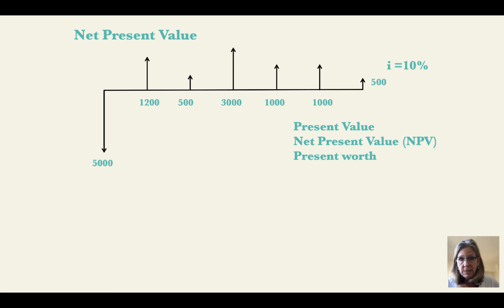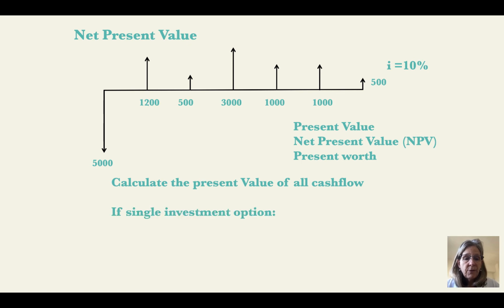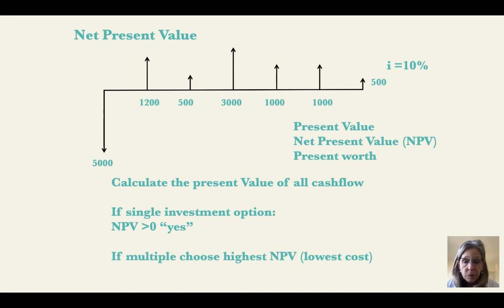Net present value is the way I usually say it, but some people just say present value and some people say present worth. So just know that if you're asked about that particular thing, it's the same thing. And you calculate the present value of all cash flows. If it's a single investment option and the net present value is greater than 0, then you should do the project. If it's multiple mutually exclusive alternatives, then you choose the highest net present value, or the lowest cost if they're all costs.